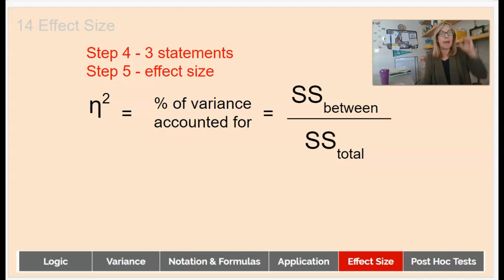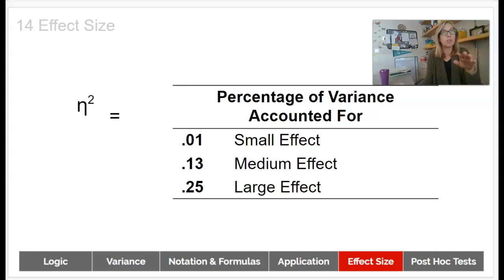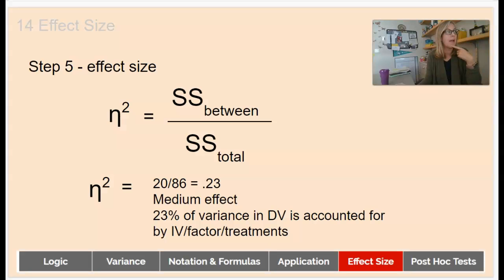And so again, you had your formula, you're just looking over your SS between over your SS total. So again, if you hadn't done that, take a pause. And if you had, you'd go ahead and do 20 divided by 86, and you get 0.23. 0.23 is a medium effect when you look at your small, medium, and large sizes. So this is something that you'd want to put on your cheat sheet or your notes for your next exam. And then that is a medium effect.